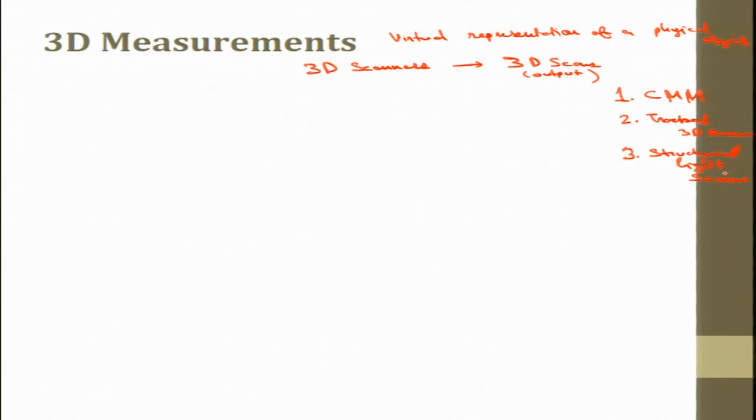So in the structured light scanner, the changes in the pattern of the light tell us the various profiles or curves of the object. So this is another way.